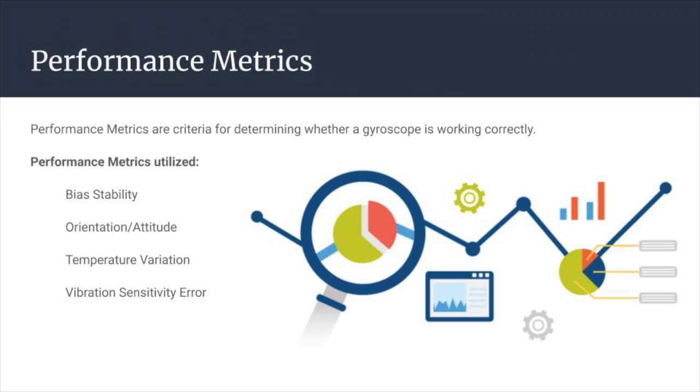The performance metric of attitude and orientation asks the following questions. After the gyroscope rotates, is the spacecraft facing the way we want it to now? What is the error in relation to where the spacecraft is and where we want it to be pointed? Again, we want this error value to be low.